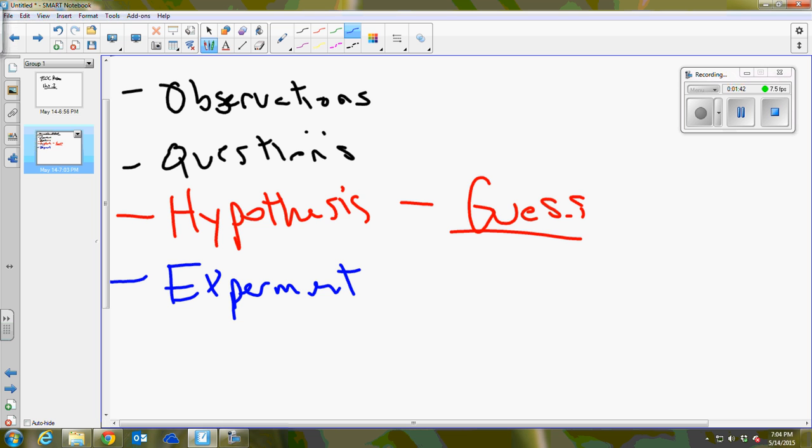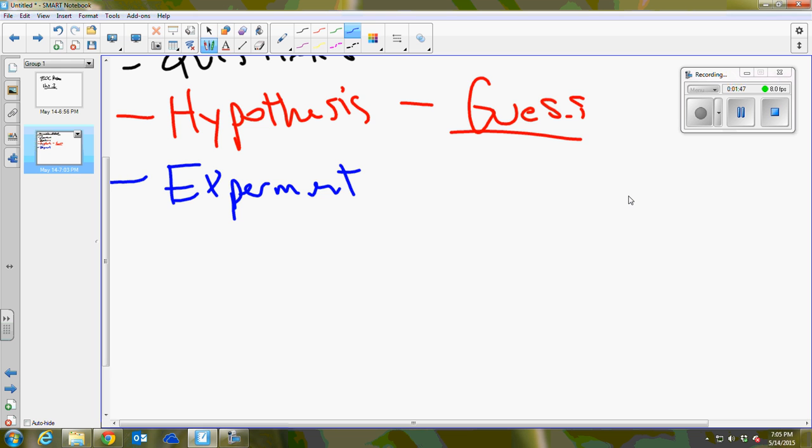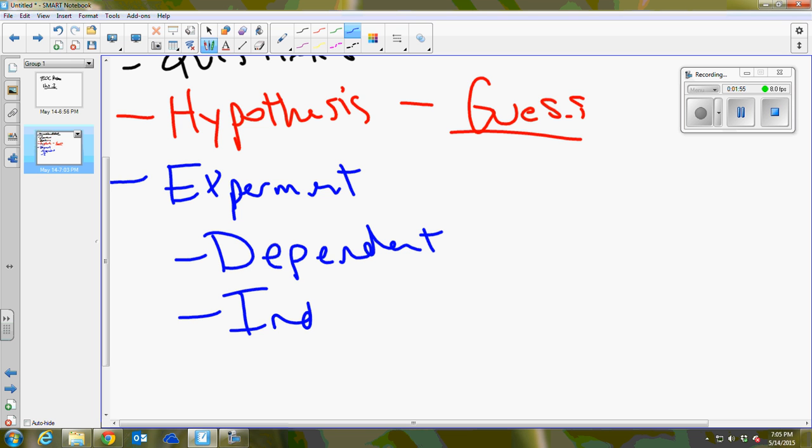experiment. And in an experiment, you have certain variables that have to be tested. You have the dependent variable and the independent variable. All right, and the dependent variable is also called the responding variable. This is the variable that you are going to measure. This is the variable that you are going to be looking at in this particular experiment. It is always tracked on the y-axis.